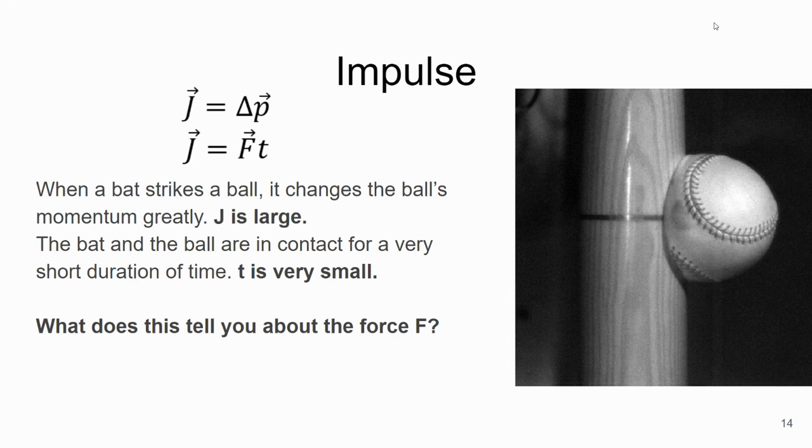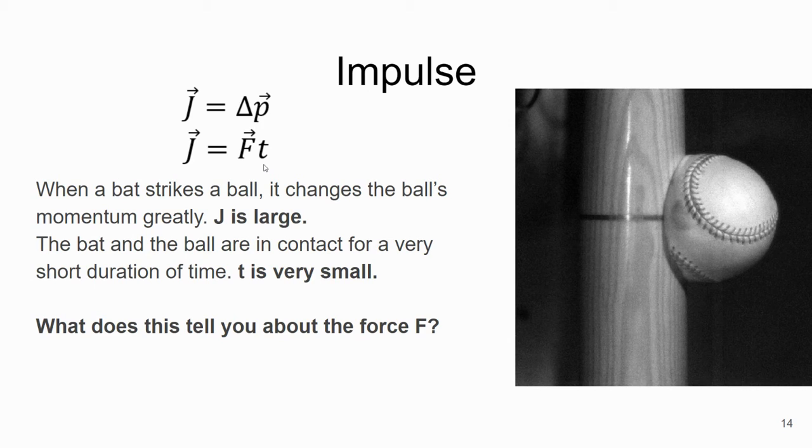So let's look at especially this bottom version of the formula. J is equal to F times t. So when a baseball bat strikes a ball, it's going to change the ball's momentum greatly. So this ball in the picture was going left, and then the bat hits it, and very quickly it starts going right. So it had momentum to the left, and then at the end, it's going to have momentum to the right. So it's got a big change in momentum. So impulse J is very large.